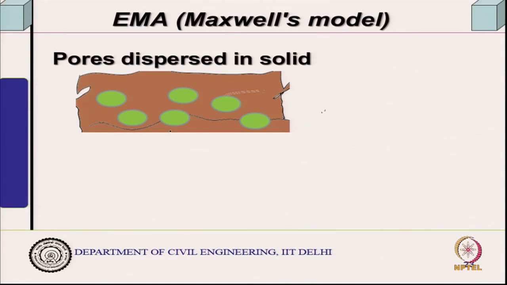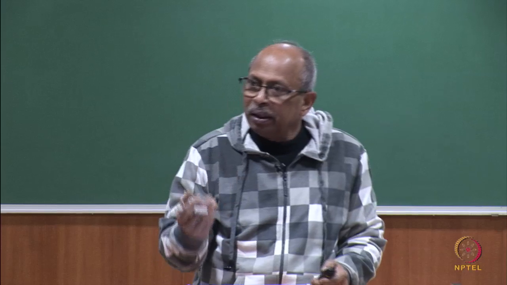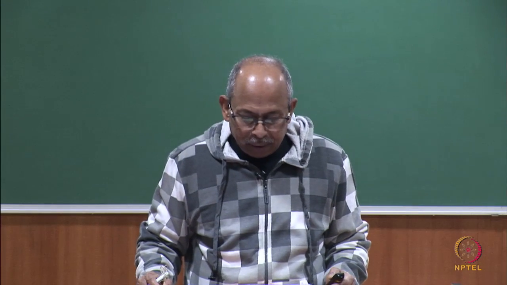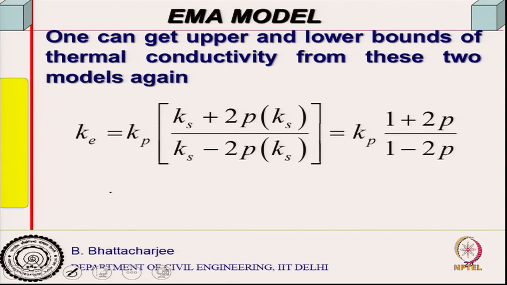Similarly, for pores dispersed in solid: the brown one is my solid, and there are some pores, Kp 2 Ks. This time the pores are the dispersed phase and the solid is the continuous phase. You can see that this will again give you a higher value, because it is a fraction of Ks. For solid dispersed in pores, a highly porous material, it will be a fraction of the conductivity of the pores. So one can get upper and lower bounds of thermal conductivity with these two models.